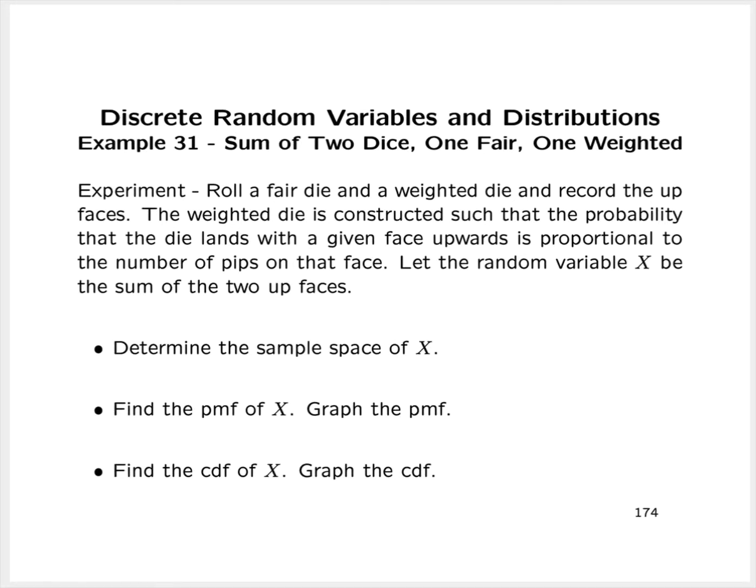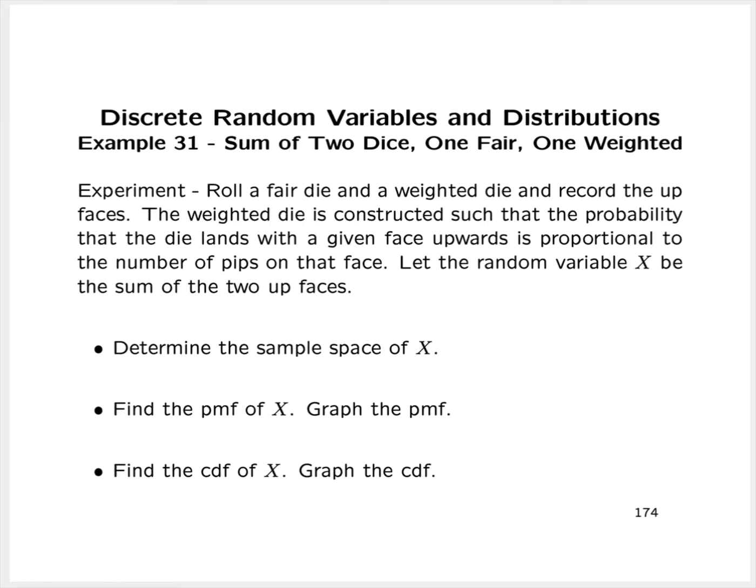Next we have example 31, where we look at the sum of two dice. One die is fair, the other weighted. So the experiment is roll a fair die and a weighted die and record the up faces. The weighted die is constructed in such a way that the probability that the die lands with a given face upwards is proportional to the number of pips on that face.